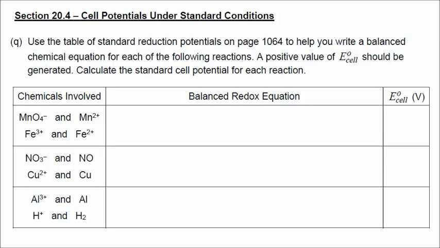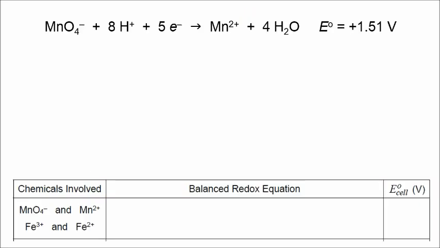All right, in this particular question, we have two half reactions. We've got to look on page 1064 to find them. We have to decide which of these is going to be reversed so we can get a positive cell potential. So starting with the first example, we have permanganate and manganese 2+, and iron 3+ and iron 2+. Let's go find those half reactions on page 1064.